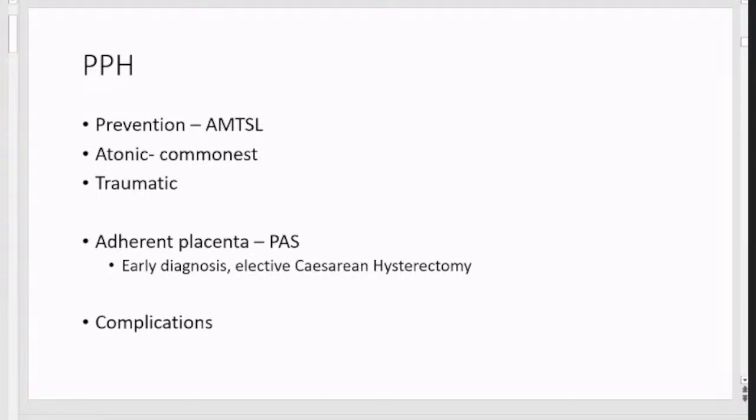And then you might have a question as to what are the complications of either APH or PPH. So you can have all the complications related to blood loss, right? So the patient is in shock. She can go into renal problems, ischemic hepatitis, multi-organ dysfunction. So you have to write all those aspects there.